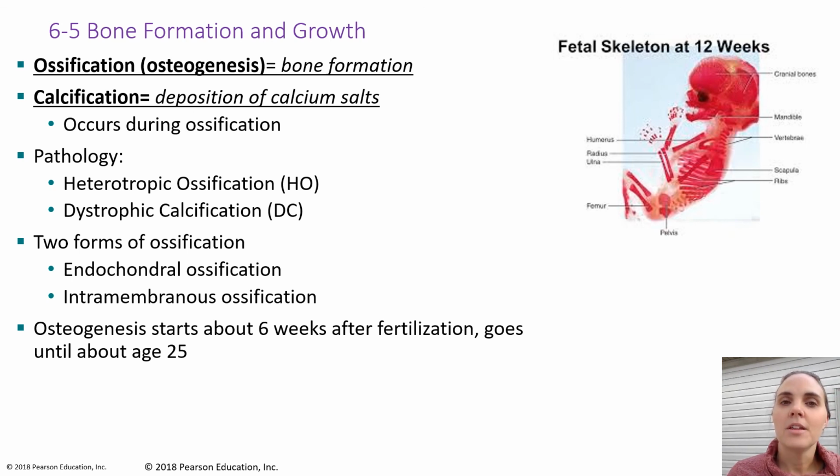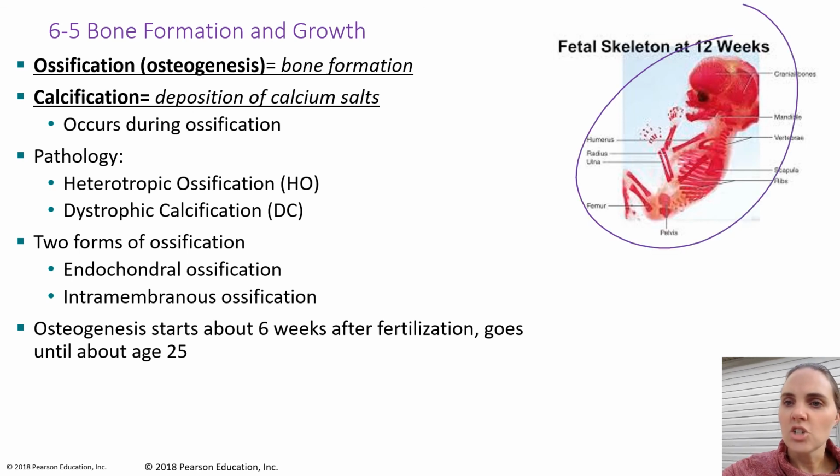After birth, the bones undergo a huge increase in size, and growth of the bones continues sometimes until about the age of 25 years. This image on the right-hand side is just showing you what a fetal skeleton can look like, with the cartilaginous skeleton model that's going to be replaced by bone.